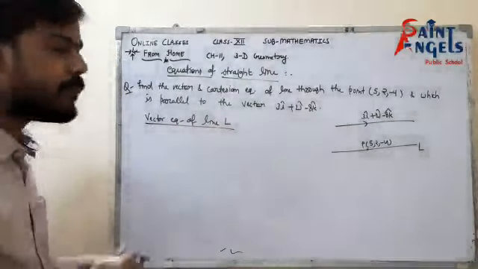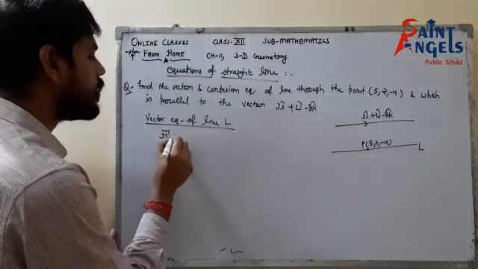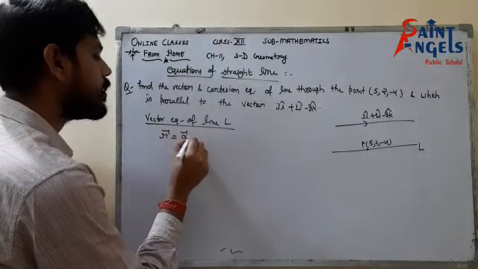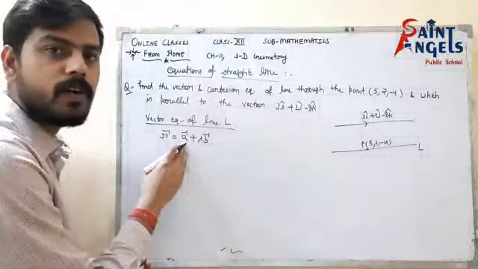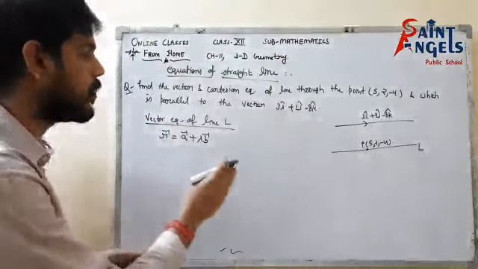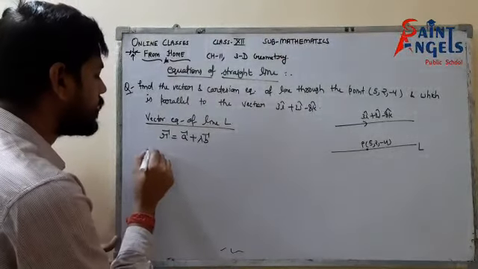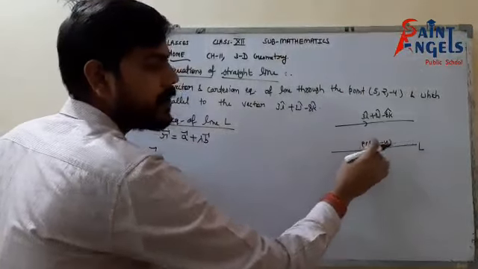But what was the vector equation? That was r vector equals a vector plus lambda v vector. Here vector a is the position vector of the point through which the line is passing. It means vector a is the point through which the line is passing.